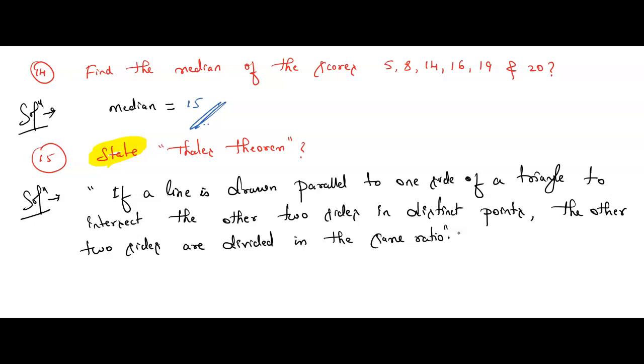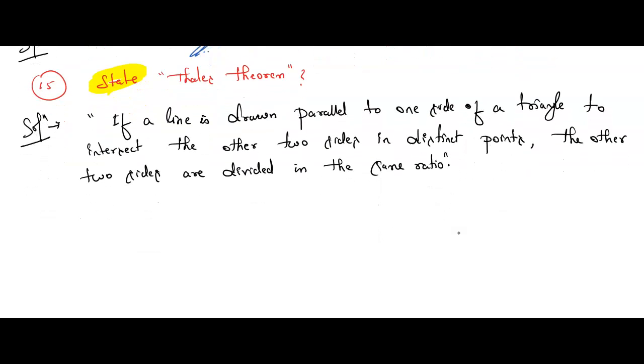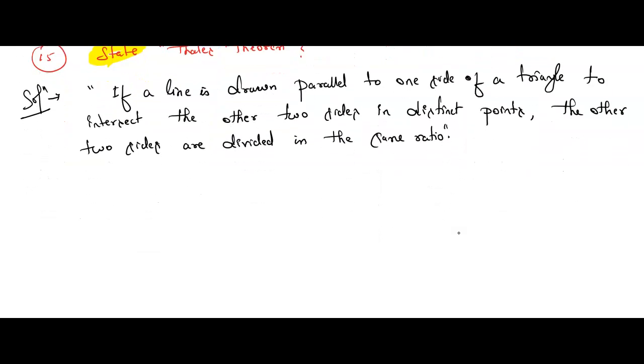Understood, children? What is the statement of Thales theorem? If a line is drawn parallel to one side of a triangle to intersect the other two sides in distinct points, the other two sides are divided in the same ratio. So this is called Thales theorem.